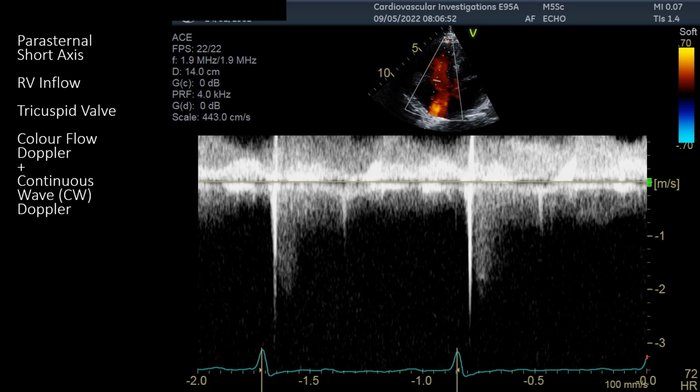And here you can see that we're interested in the flow that's occurring away from the probe, with the baseline set high on the screen and cutting off some of the spectral trace that occurs higher up. We can see these spikes that are occurring on the spectral trace, and these actually aren't representative of blood flow velocities, but are in fact representative of valve leaflet closure and opening.